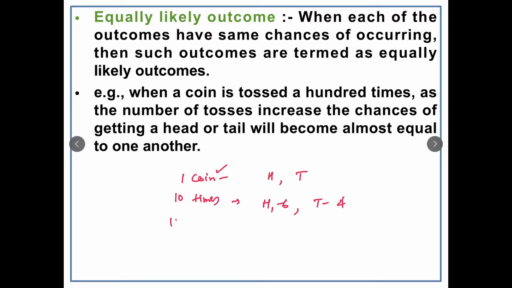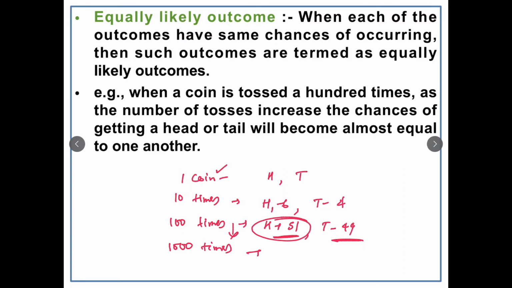Suppose we toss the same coin 100 times, then heads can come around 51 times and tails 49 times. I'm just assuming these numbers, but when you increase the size of the experiment, say the coin is tossed 1000 times, you will see that the numbers of tosses will be coming close to each other. That means both will be likely to be equal. Let's say this is 51, this is 49, which are very close.